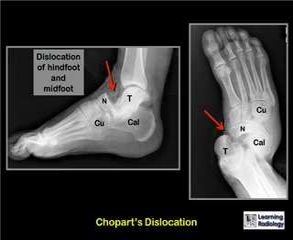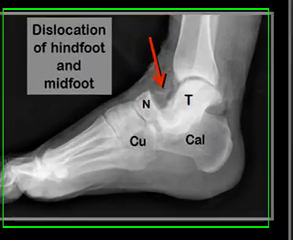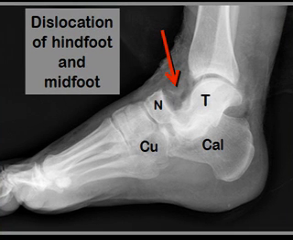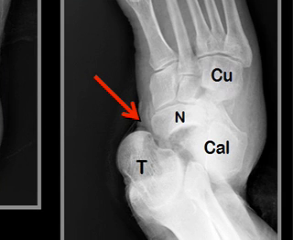An example of a Chopart dislocation. On the lateral view, it is clear that the tarsal navicular, shown here by the N, has dislocated superiorly, dorsally, when compared with the talus, which continues to articulate with the distal tibia. Frontal view, you can see that the talus, marked by the T, no longer articulates with the tarsal navicular, marked with the N. In this case, there's lateral displacement of the entire foot, starting from the midfoot forward on the hindfoot.